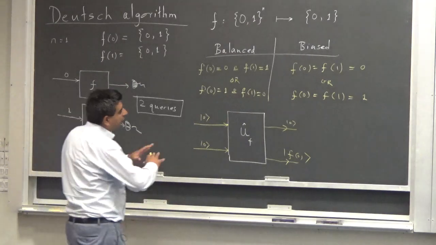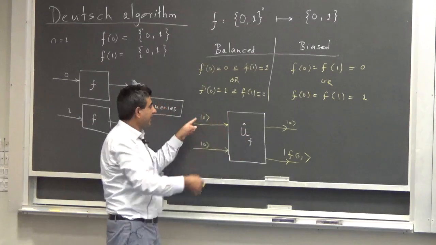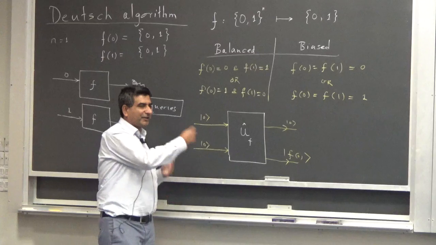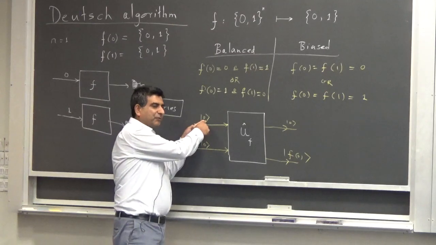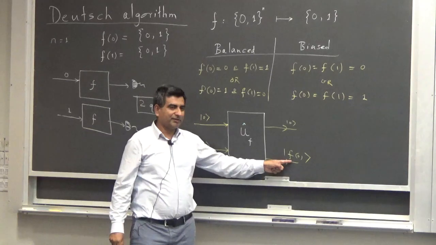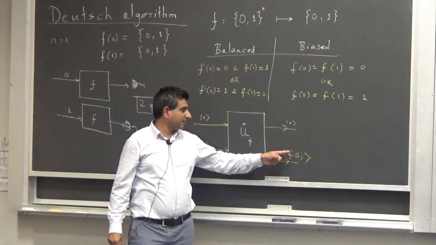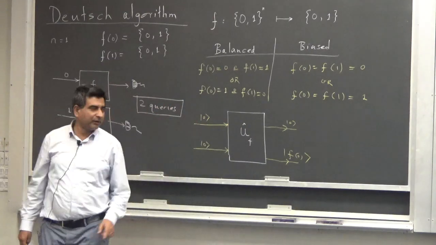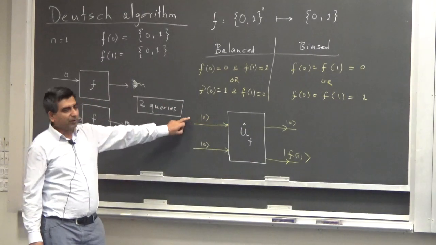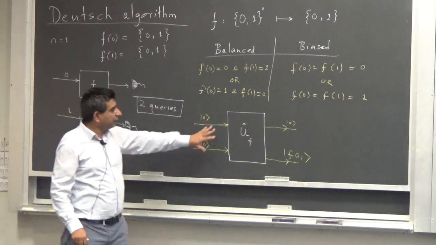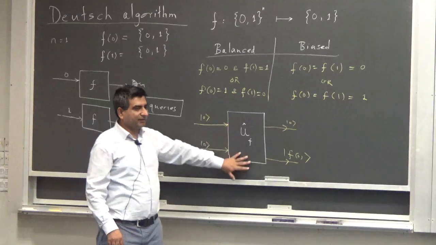But you would have to run this circuit once with ket 0 as the input, and then you would have to run this circuit once with ket 1 as the input. So in each case you will determine what the value of the function is, but you will have to do two queries. One with ket 0 as the input and one with ket 1 as the input. Got it?